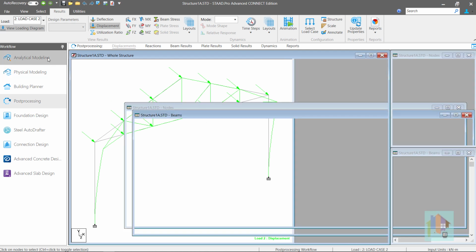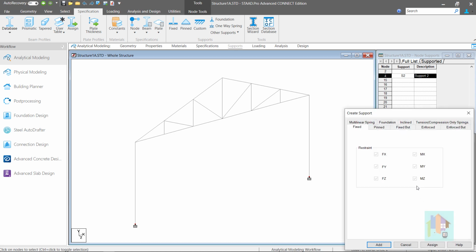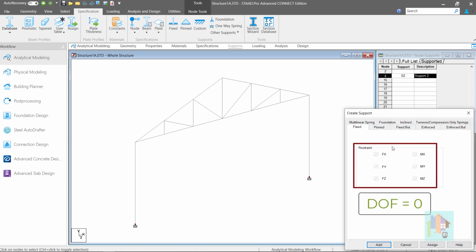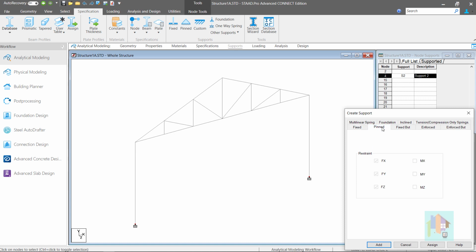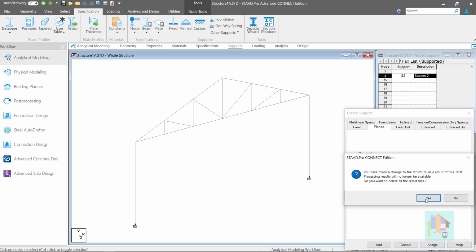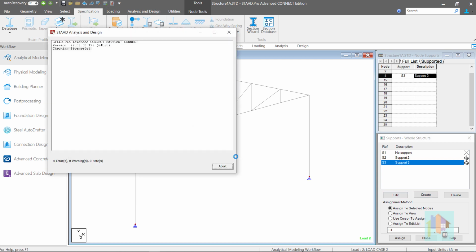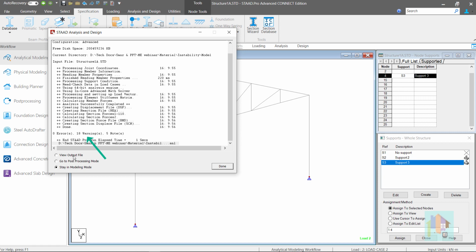Now I want to change the support from fixed to pin support. For fixed support, degrees of freedom is 0 and the structure is restricted to move and rotate in any direction at the support level. But for a pin support, it can rotate about any axis at the support, as 3 rotational directions are not restricted for pin support. Analyze the structure. 18 warnings are now reported.